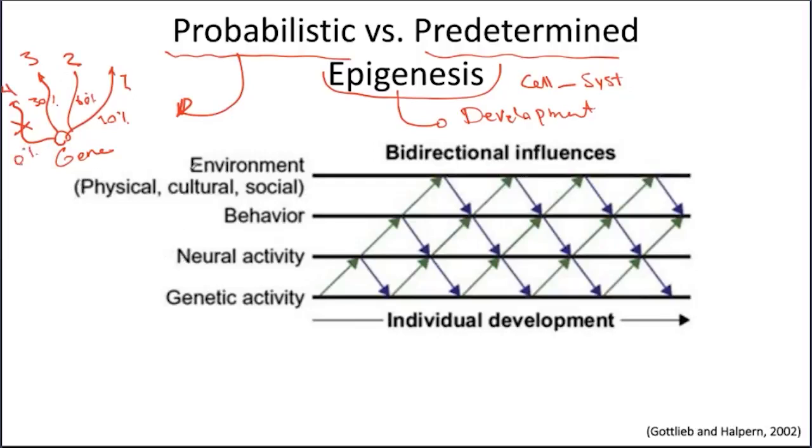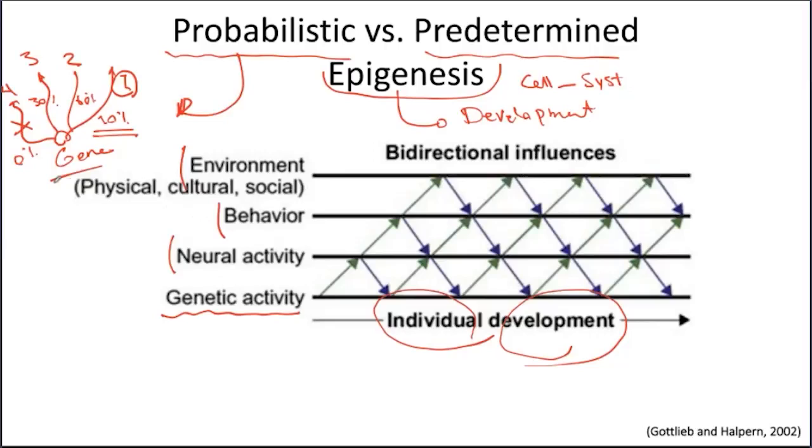And then, based on the environment, the behavior that we make, and the neural activations that we generate, that specific probabilistic genetics would contribute to individual development. Okay, so you might even go to path number 1, which was less probable, because of the behaviors and environmental issues that you had around you. But there is still a role for genes.